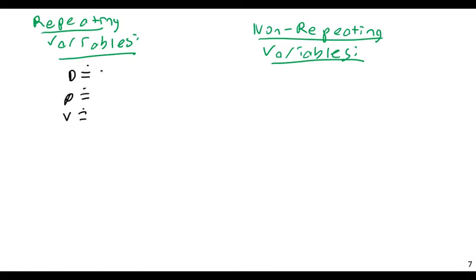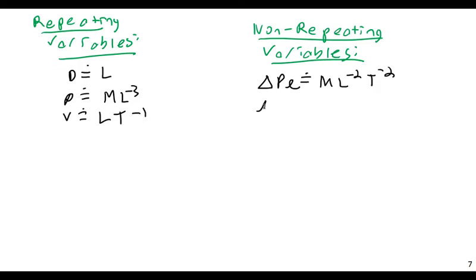Diameter has dimensions of L. Again, this all comes down to the dimensions. Density has M L to the -3, and velocity has L T to the -1. Our non-repeating variables are delta P over L, which has dimensions of M L to the negative 2 T to the negative 2, and mu, which will have dimensions of M L to the negative 1 T to the negative 1.